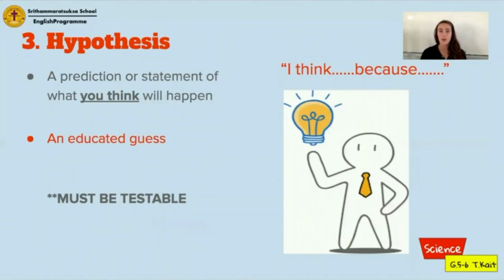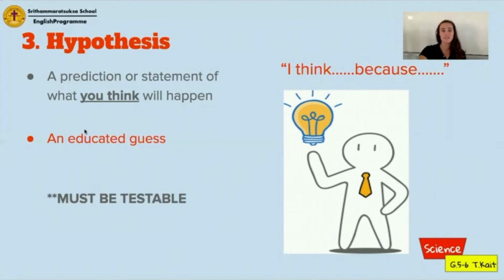Step 3, we have to make a hypothesis. So a hypothesis is a prediction or statement of what you think is going to happen or will happen, right? So what do you think is going to happen? Is what you think and what I think going to be the same? If you said no, you are correct, right? They are not going to be the same. Everyone is not going to have the same hypothesis. People are going to think different things will happen.